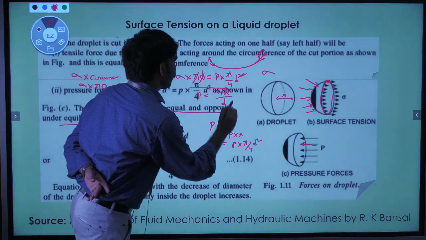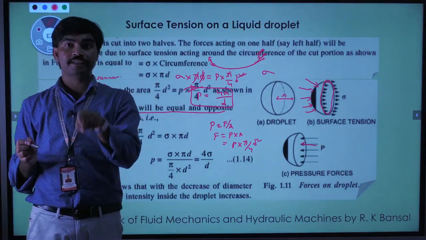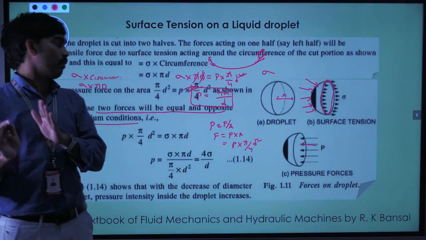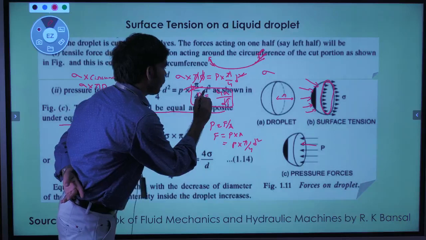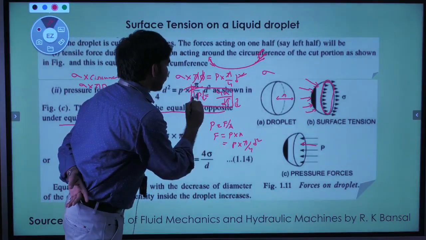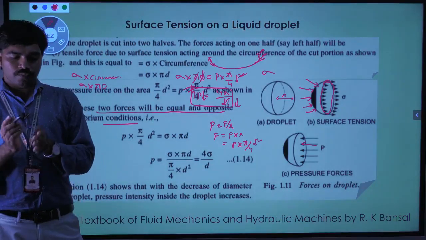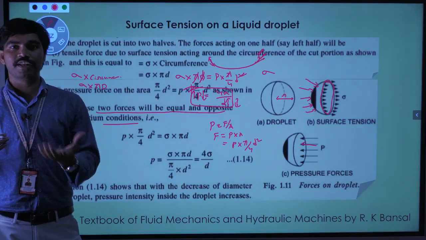P is equal to 4 sigma by d. This is the expression for pressure inside the droplet in excess of outside pressure. This is the very important thing you should remember. If the diameter of the droplet increases, pressure will decrease. If the diameter of the droplet decreases, then pressure will increase, because these are inversely proportional. So when the size of the droplet is very, very small, the pressure inside will be very high.